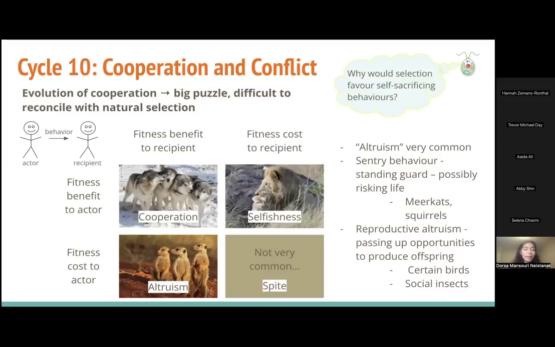Finally, if there is a benefit to the recipient, but an apparent cost to the actor, keyword being apparent because it's not actually a cost, this is known as altruism. So this could either be the sentry behavior of meerkats or squirrels, standing guard and possibly risking their life in order to protect their friends in the burrow, or it could be reproductive altruism, where individuals aren't exactly risking their lives, but they are passing up opportunities to produce offspring. So this can happen in social insects, for example, wasps, bees, termites, ants, or in certain birds.